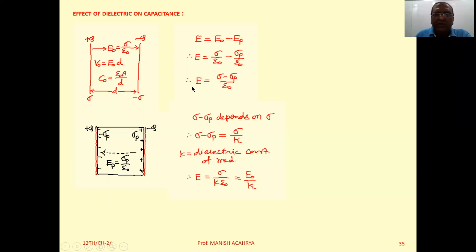So now in the equation of the net electric field, if we replace sigma minus sigma p by sigma upon k, then we can write the net electric field E as sigma upon k epsilon 0. But sigma upon epsilon 0 is E0, which we discussed initially. So we can write E equal to E0 by K. We can conclude that when a dielectric slab having dielectric constant K is introduced between the two plates of the capacitor, the electric field between the two plates is reduced by 1 upon K times than the original one. Clear?